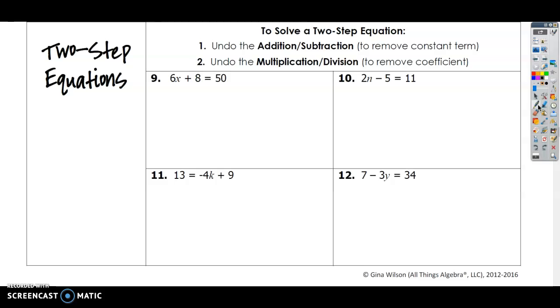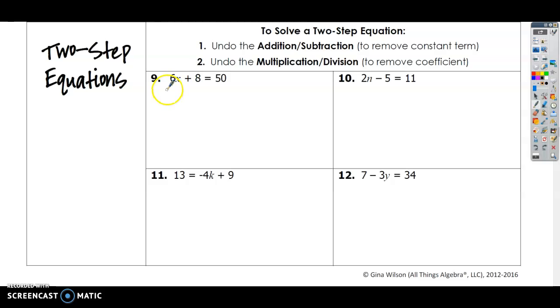All right, if you need to pause the video, go ahead and do so. Make sure you take good notes. And then start it back when you're ready. All right, two-step equations. To solve a two-step equation, first you're going to undo the addition and subtraction. Then you're going to undo the multiplication and division.